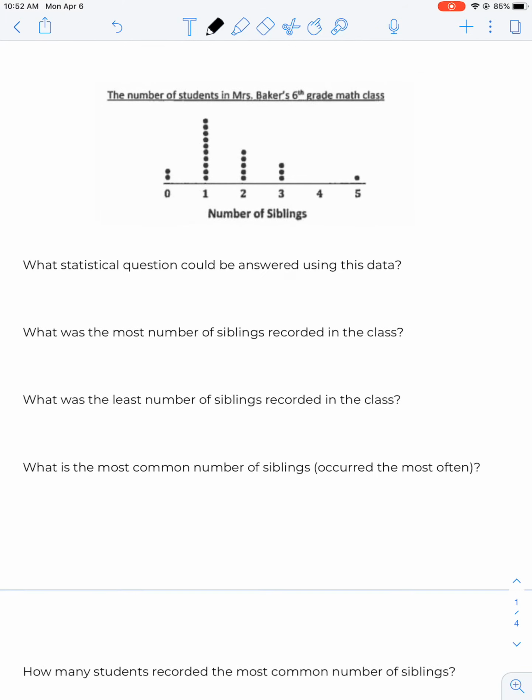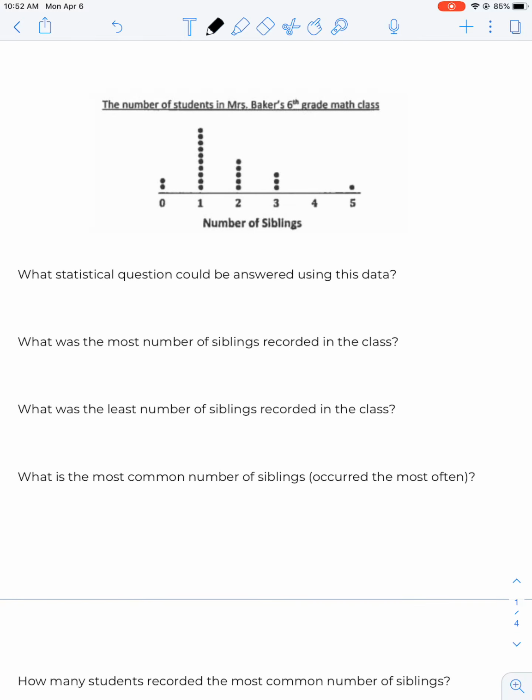Here we have a dot plot. The number of students in Mrs. Baker's 6th grade math class shows from 0 to 6 number of siblings. Each of these dots represents a student and how many siblings they have. So for example, we have 2 students that have 0 siblings. We have 10 students that have 1 sibling. We have 5 students that have 2 siblings, and so on, okay?